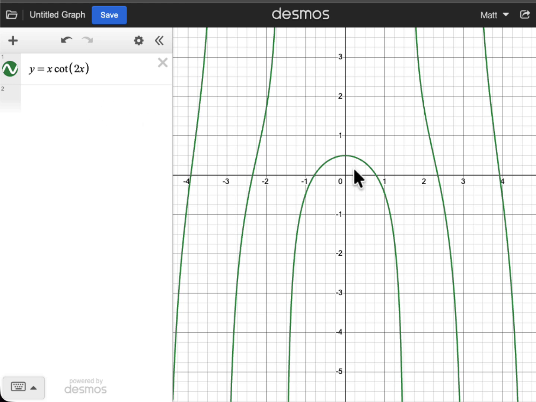Here's a graph of our function. We're letting x approach 0 from the right. If we use the trace, you'll notice that we do have a discontinuity here when x is 0. The location of this missing point is (0, 1/2).